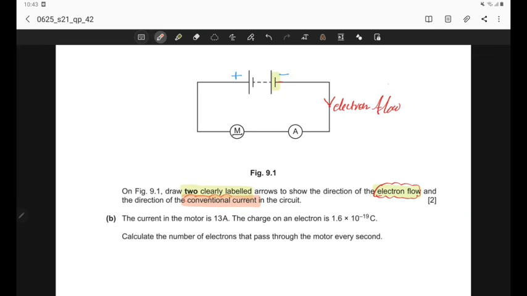But the direction of conventional current is always opposite to the direction of the flow of electrons. So in this circuit, electrons are flowing in the clockwise direction, so the conventional current we have to consider in the anti-clockwise direction, always from the positive side of the battery to the negative side. So we can put an arrow in the anti-clockwise direction and label it as conventional current. So the flow of electrons is clockwise, from the negative terminal to the positive terminal, and the flow of conventional current is anti-clockwise.